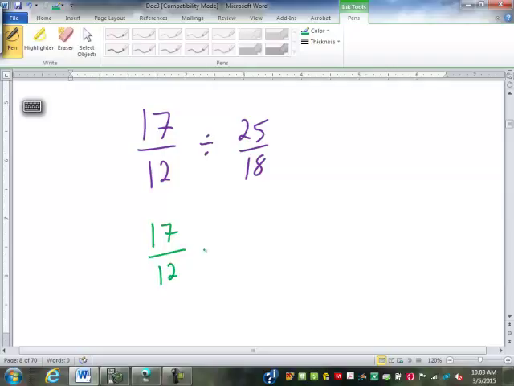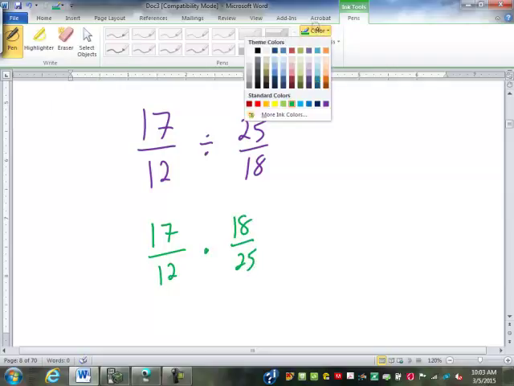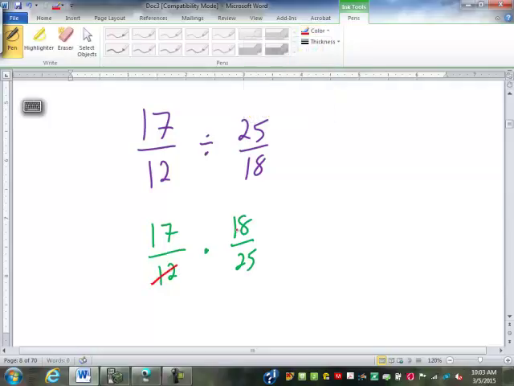The 17/12 stays the same. It's going to be times 18 over 25. Now we can cross cancel. The 12 and the 18 can both be divided by 6 to give us 3 and 2. So 17 times 3 is 51. 2 times 5 is 50. That is 1 and 1/50th.